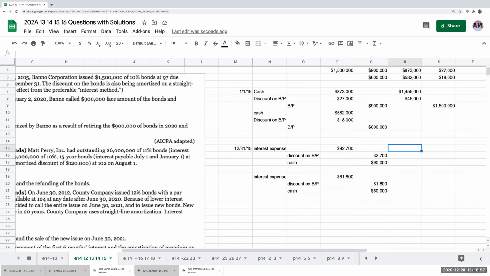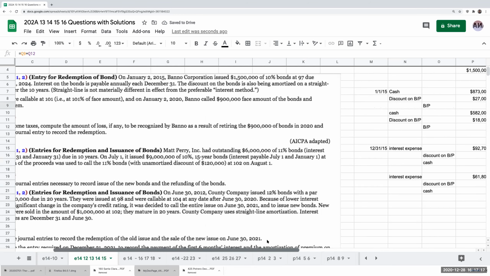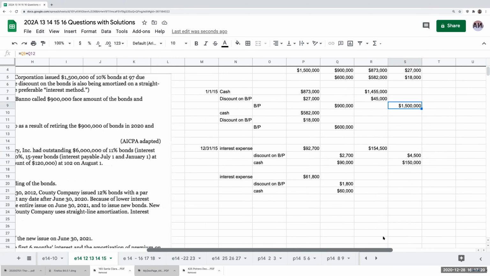If I were to combine these journal entries together, my total interest expense is 154,500. My discount on bonds payable is 4,500, or this 45,000 divided by 10. And the amount of cash I'm paying is 150,000, or 10% of this 1.5 million. Because I'm amortizing the interest straight line, it's going to be the same on 12/31/15, 12/31/16, 12/31/17, 12/31/18, 12/31/19, 12/31/20. It's always going to be the same.